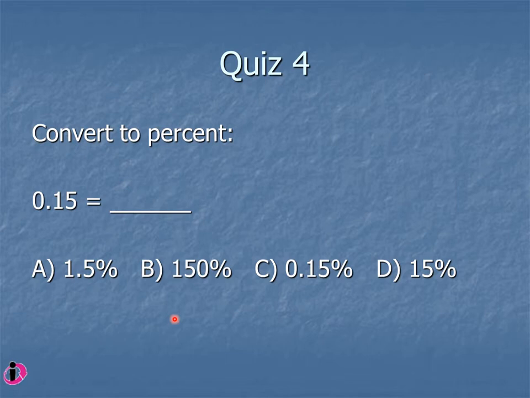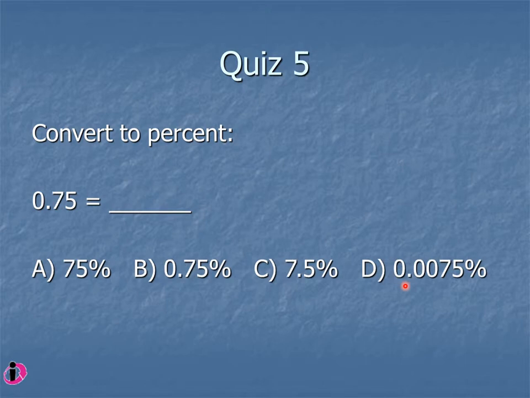Let's do the backward. So we have the decimal fraction here. How do you convert it to a percentage? Move 2 positions to the right, so it becomes 15. And whenever it becomes 15, this 0 is not significant at all, so we just ignore this 0 and write only 15. So the right answer is D, 15%. Next, 75. 75%, right? So the right answer is A.